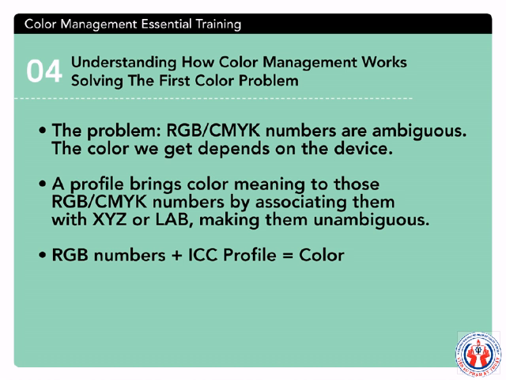Another way to look at it is an RGB or CMYK value plus a profile equals a specific color. We've made RGB and CMYK values unambiguous by having a source profile associated with them. You'll see in an upcoming movie exactly how this association occurs in your applications.